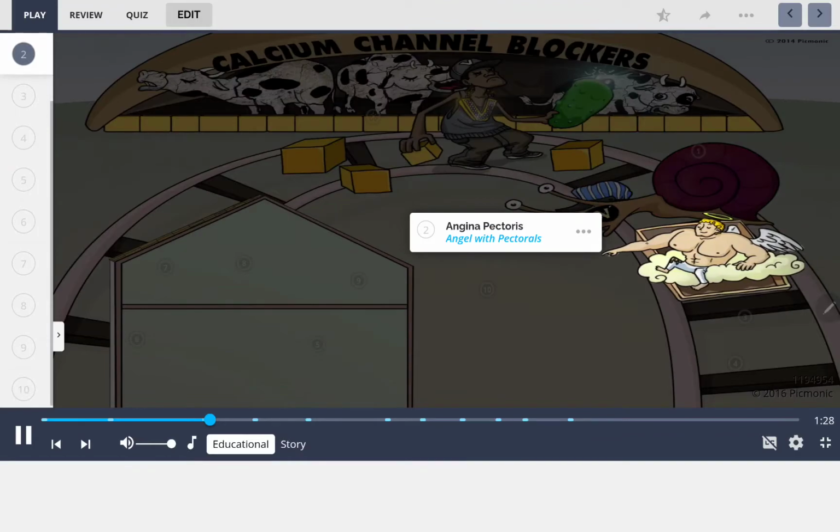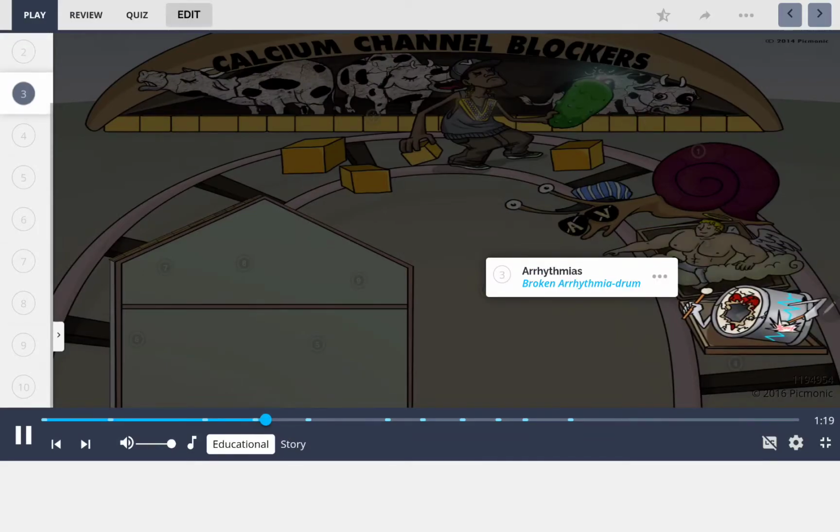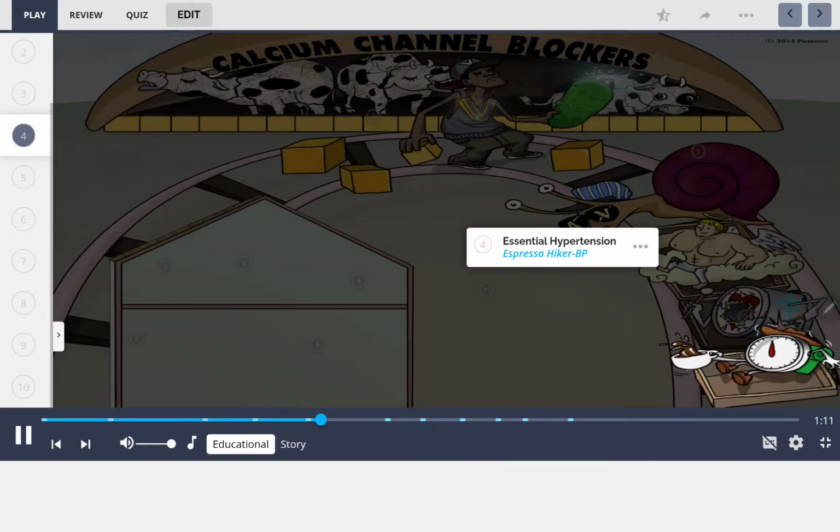These drugs are used for angina pectoris, the angel with pectorals, as they reduce the heart's oxygen demand. Due to their effect on the AV node, verapamil and diltiazem can be used to treat arrhythmias, the broken arrhythmia drum. These drugs may also be used in the treatment of essential hypertension, the espresso Hiker BP. While it is not a first-line treatment, these drugs have been shown to help a subset of patients.